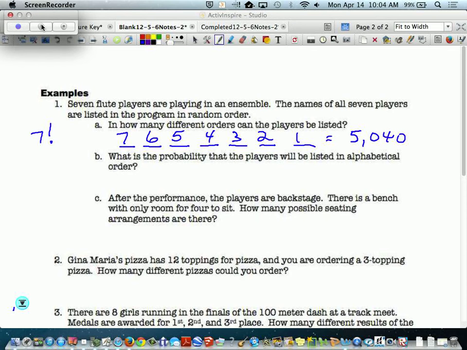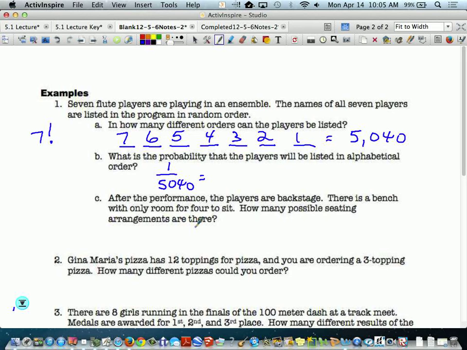When you read number 2, notice that it says probability. So it's actually going to be giving the reduced fraction or a decimal. What is the probability that the players will be listed in the alphabetical order? So, how many ways are there to put things in alphabetical order? 1 way. So that's 1 out of 5,040 possible ways. You can write the decimal down if you want, but that's the reduced fraction, so we're good.